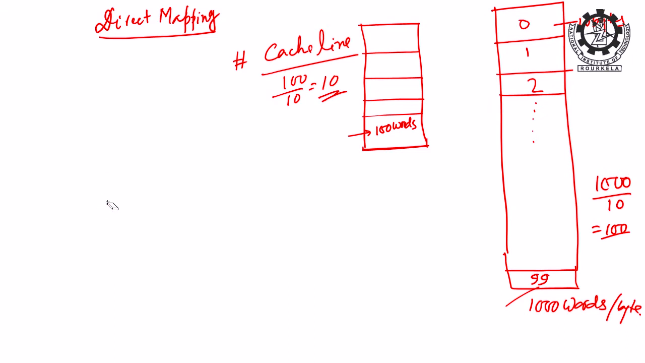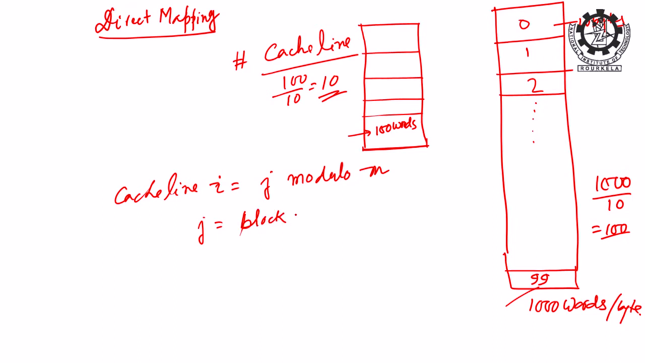Okay. So, now in case of direct mapping, the cache line i is j modulo m. What is m? j is nothing but the block number and m is the number of cache lines. Okay. So, therefore, see here we have blocks 0, 1, 2, 3, 4, and so on up to 99.